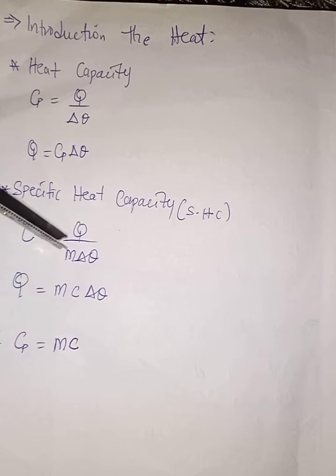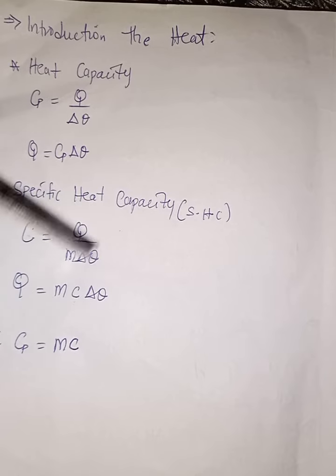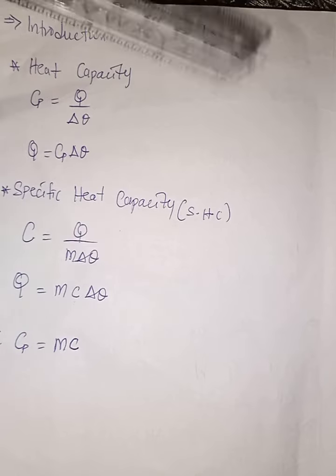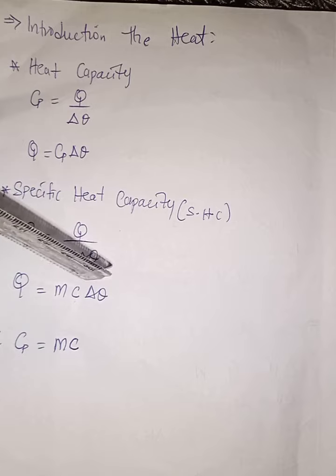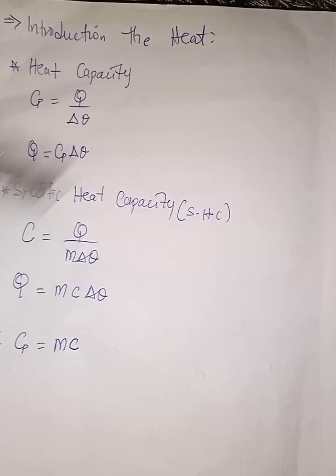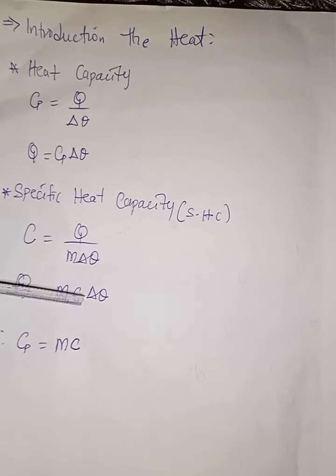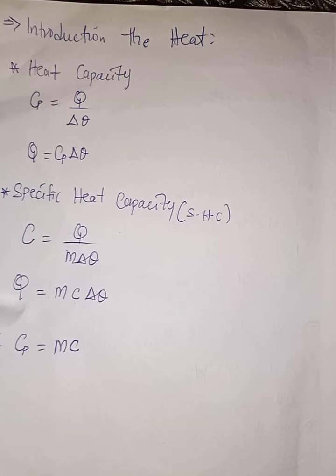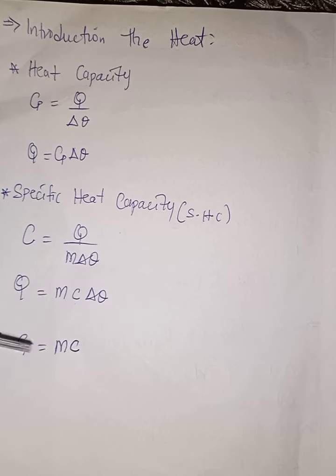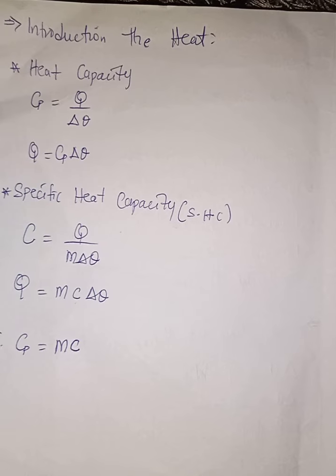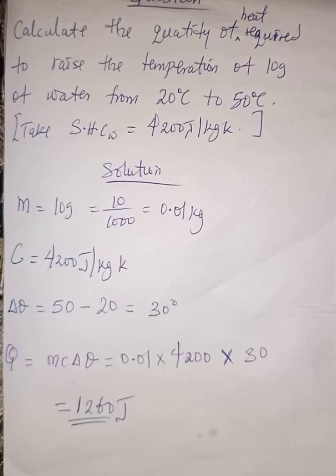So c = Q/(m dθ), or Q = mc dθ. Here c is the specific heat capacity, m is mass, and θ is temperature. Now, if you equate this heat to this heat, the dθ and the dθ will cancel out. Therefore, our Cp will be equal to mc. So this is the relationship between heat capacity and specific heat capacity. Also take note of that. Very, very important.